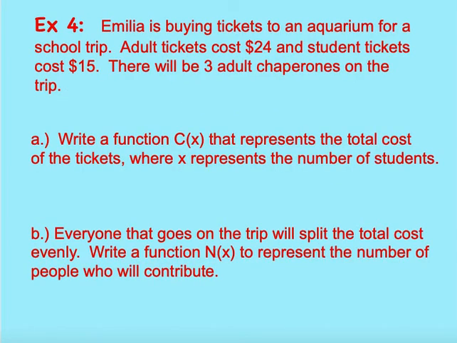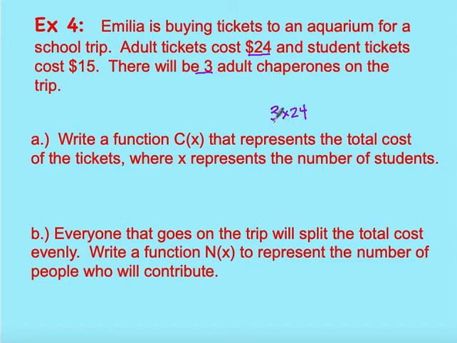So it says Amelia is buying tickets to an aquarium for a school trip. Adult tickets cost $24 and student tickets cost $15 each. There will be 3 adult chaperones on the trip. So they first want us to write a function that represents the total cost of the tickets, where x represents the number of students.